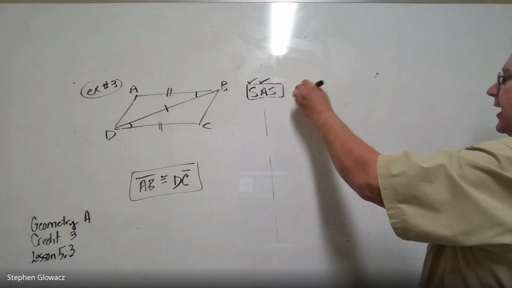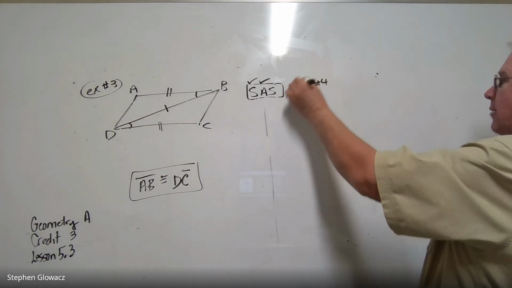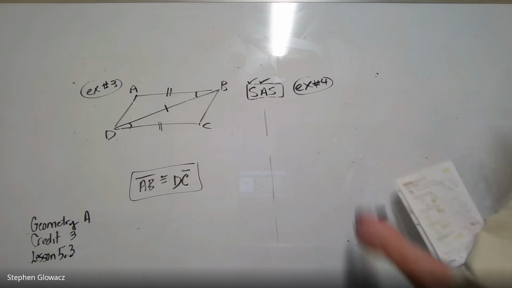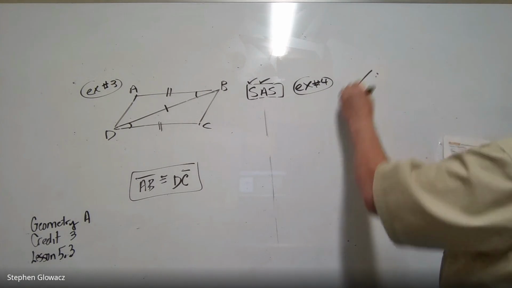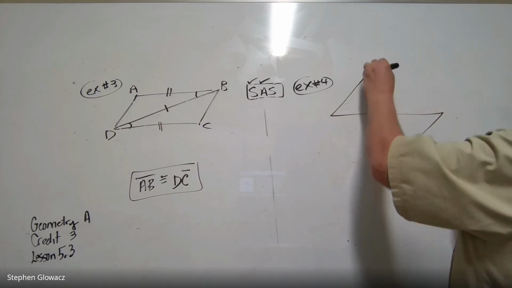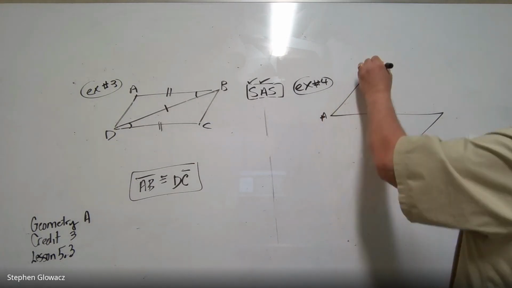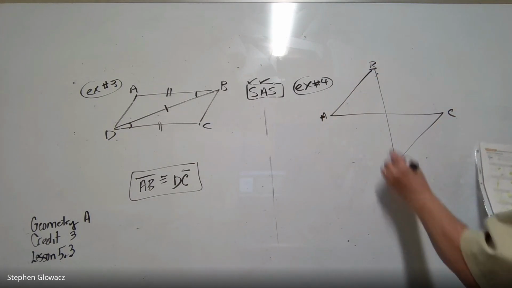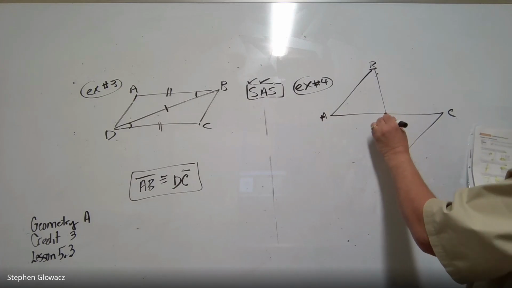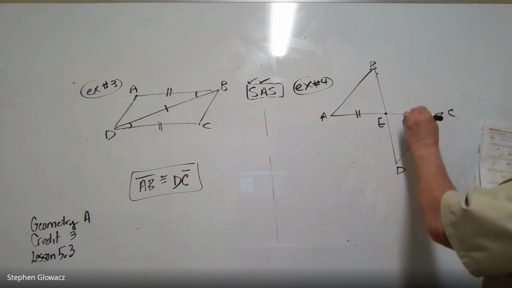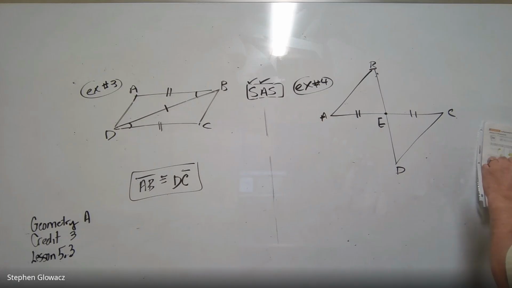All right, looking at our last problem, example number 4, we have another figure similar to number 2. So let's go ahead and draw that. It's just kind of tilted on its side, but still the same idea. I'm going to label this A, B, C, D, E. And we're told that these sides are congruent, and that is it.